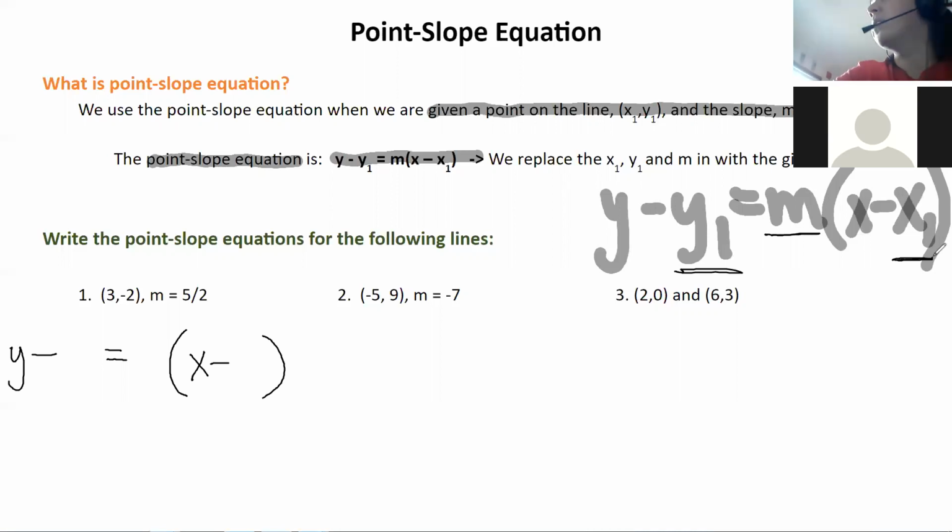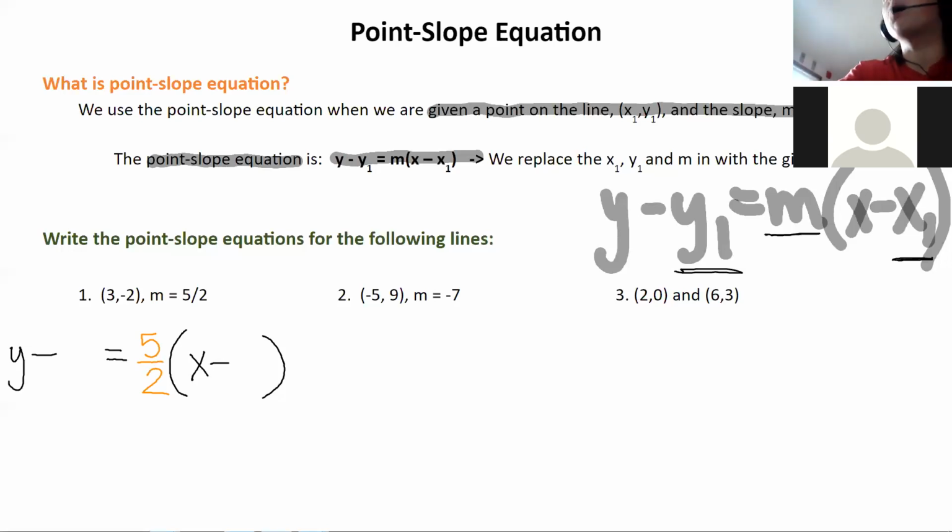But we know what m is. What does m stand for? M is our slope. Yeah, very good. And in number 1, our m is 5/2. It's rise over run. All we're going to do is take that m and put it right in front of the parentheses, because that's the spot for m. Okay, so we got our m.